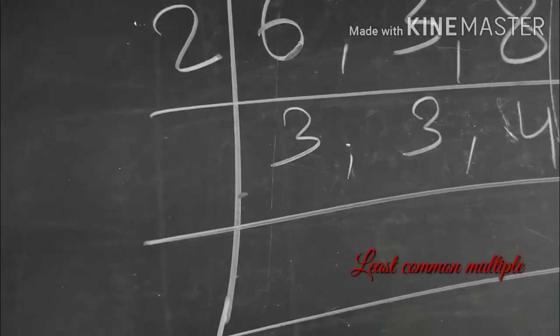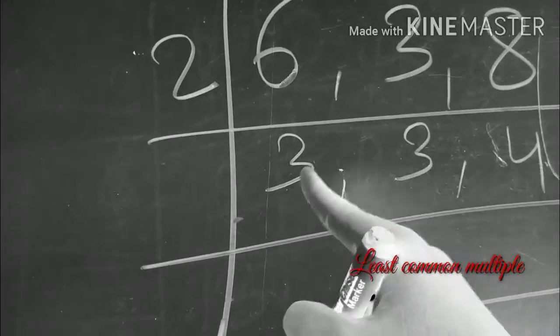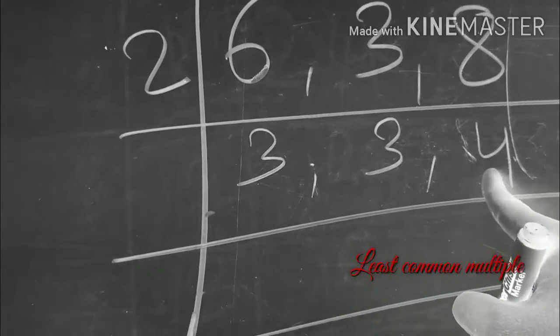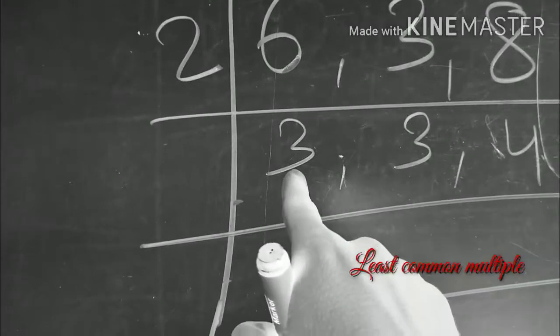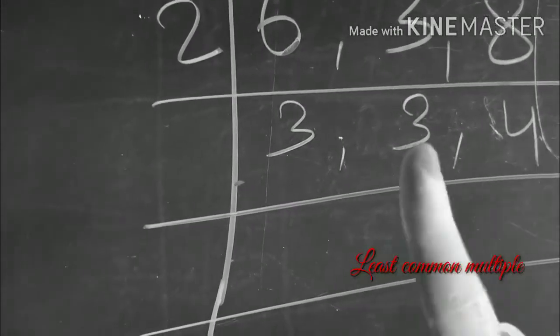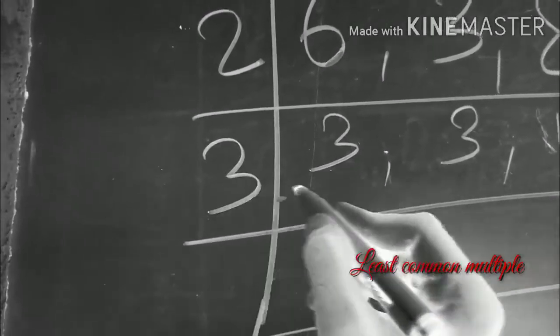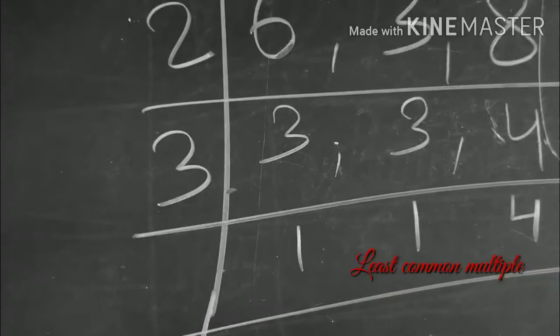Now next, if we put 2, 3 is not divisible, and only one term is divisible, so we will remove it. Now we move to the next. 3 appears in 1 term, 3 in another, and 4. At least I need 2 terms, so we take 3 as common. 3 divided by 3 is 1, 3 divided by 3 is 1, and 4 is not divisible, so it stays as it is.